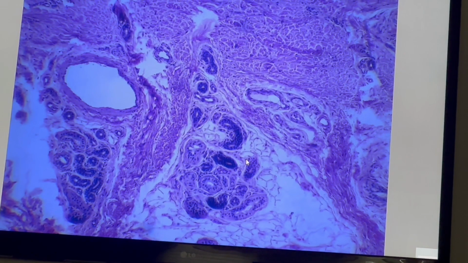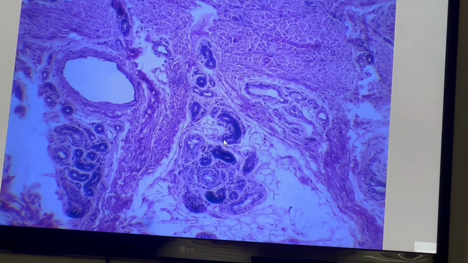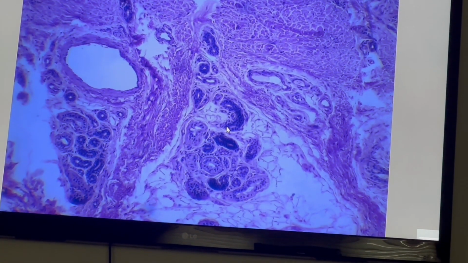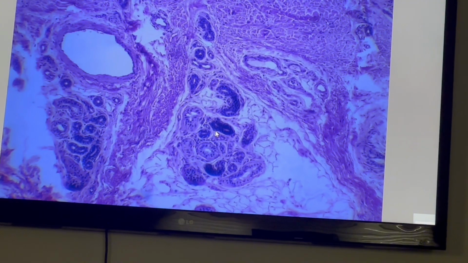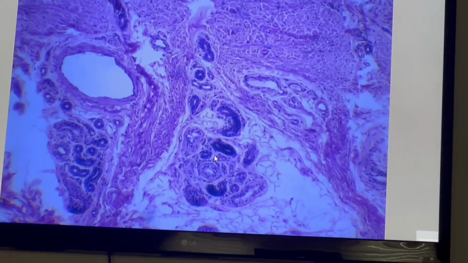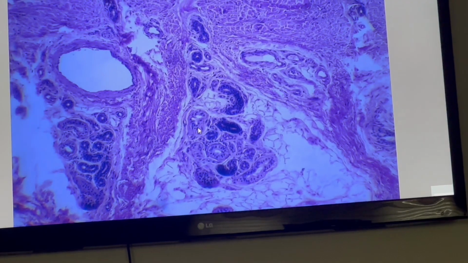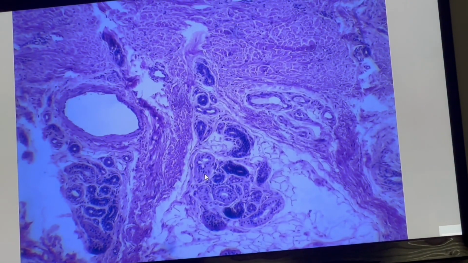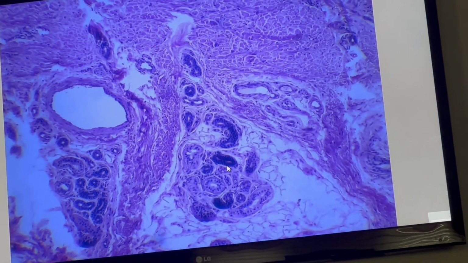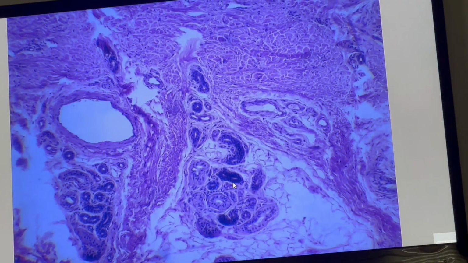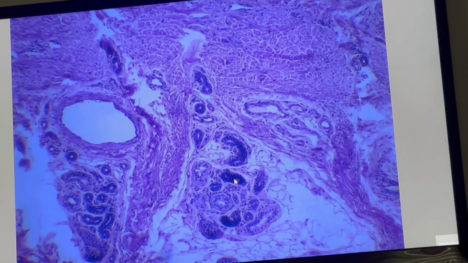Within the dermis of the skin we can see simple coiled glands, called sweat glands. The sweat gland consists of two portions: a lightly stained structure called the secretory portion, and this darkly stained structure, the duct portion, lined with stratified cuboidal epithelium.